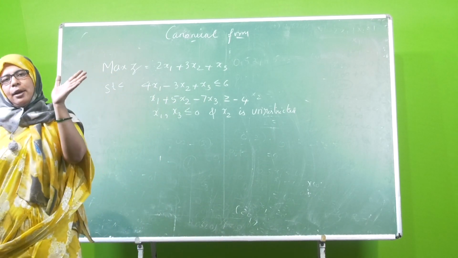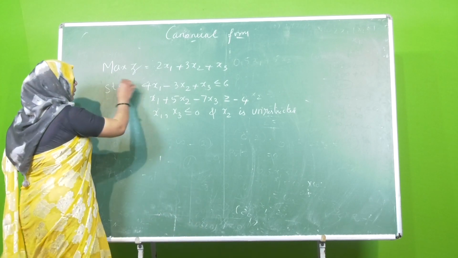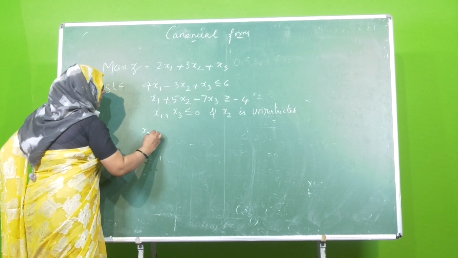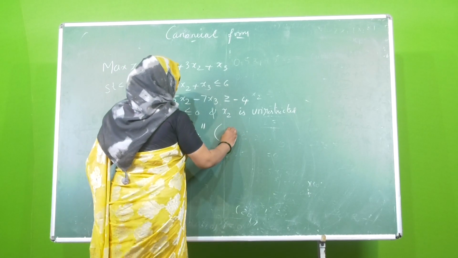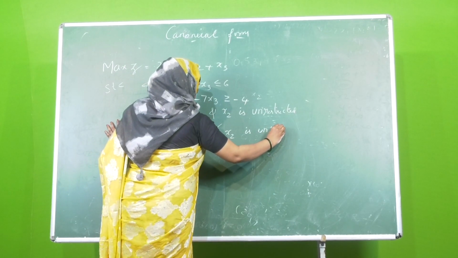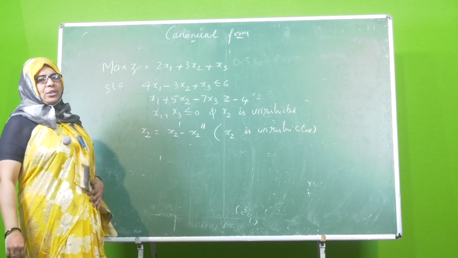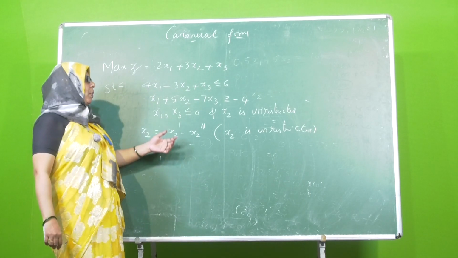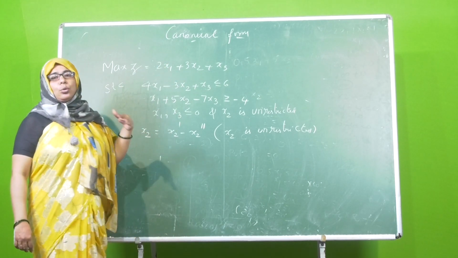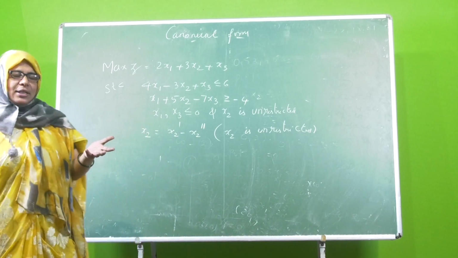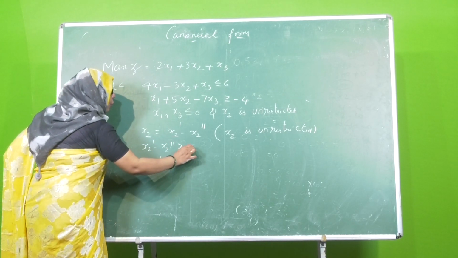So convert the following LPP into canonical form. That is a simple problem. x2 is unrestricted means x2 equal to x2' minus x2''. So you have to change this in all the equations, x2 equal to x2' minus x2'', where x2' and x2'' are greater than or equal to 0.